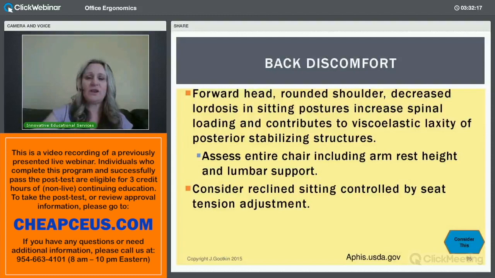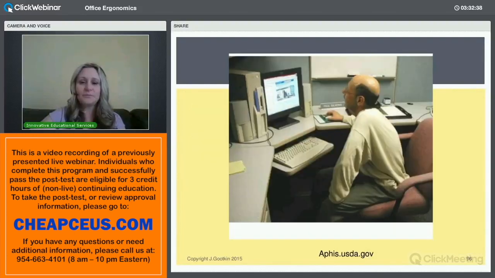If the individual is complaining of back discomfort, as we mentioned, we're going to really look at that forward head positioning in order to try and avoid that. Checking the seat distance. Also look at the reclining of the seat, which might be an option for someone to utilize in order to decrease that loading on the spine.